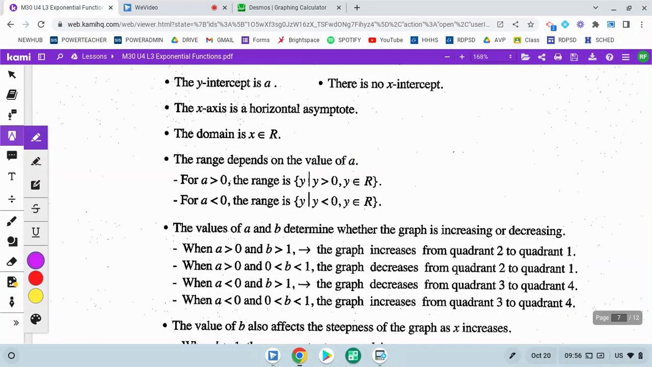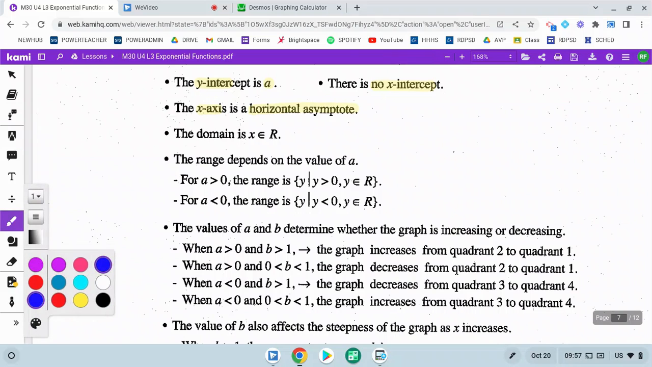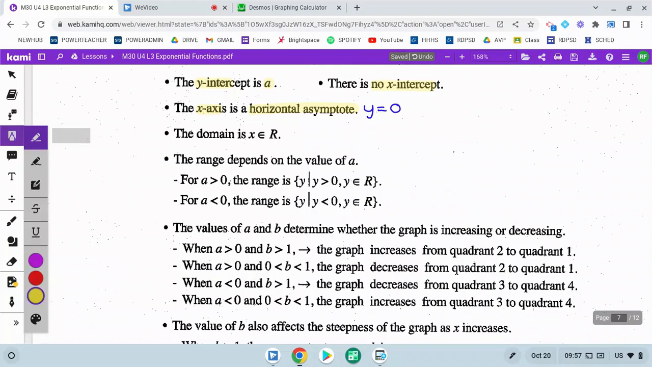Here, the y-intercept is always A. That's a fact. That's the one where I'm like, you better get 100% on that question on the unit test if I give you one like that. There is never an x-intercept for exponential functions. Every single time, there will never ever be an x-intercept because it cannot touch the x-axis, because it is a horizontal asymptote. We talked about that. That's where y is equal to 0. That cannot happen. It is not going to intersect with that.